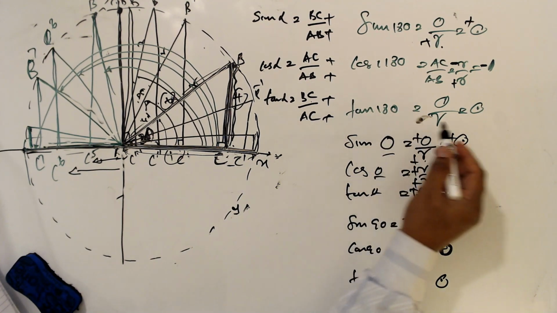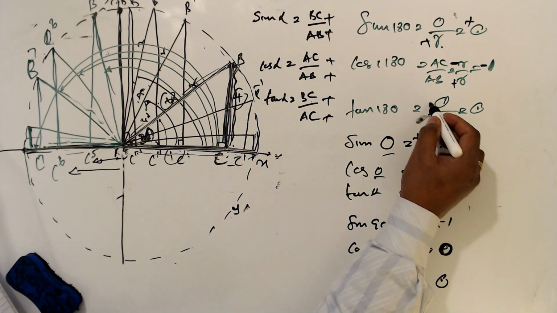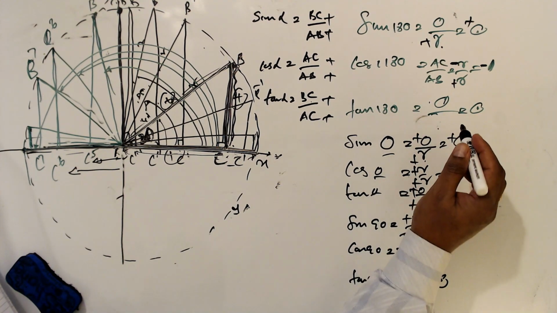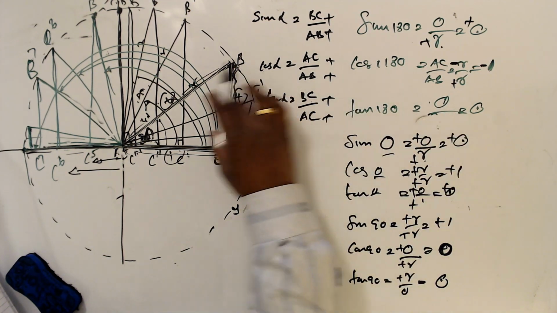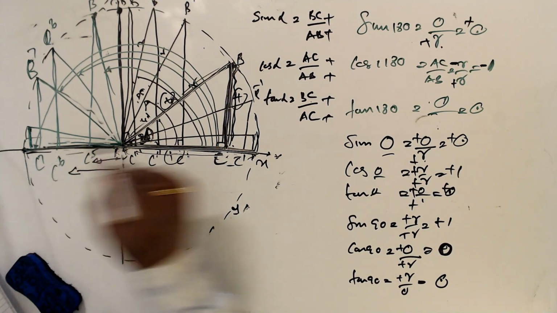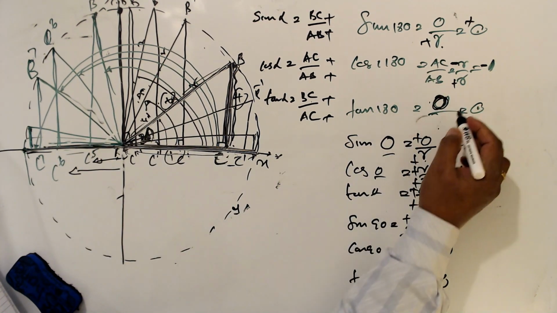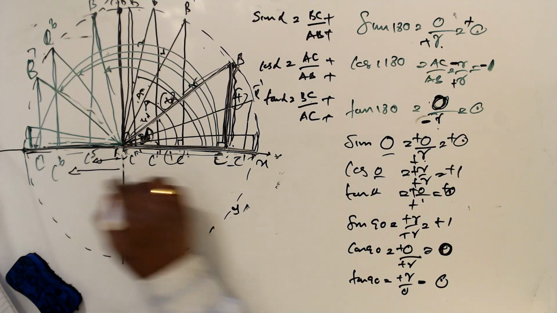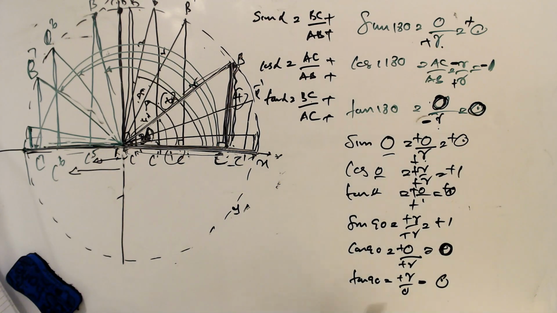So tan 180, 0 over 0. Tan means opposite over adjacent. Opposite becomes 0 in here. I mean the angle is 180, that is 0. And adjacent is minus r. But 0 divided by minus r, the answer is 0.